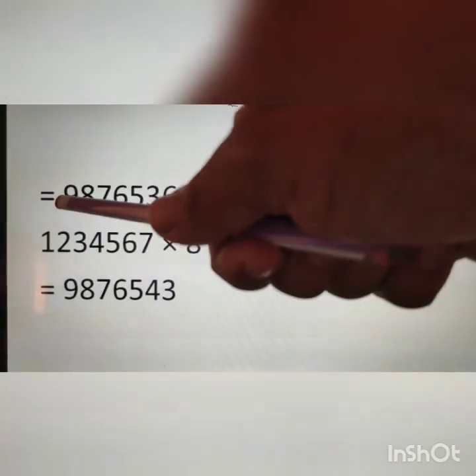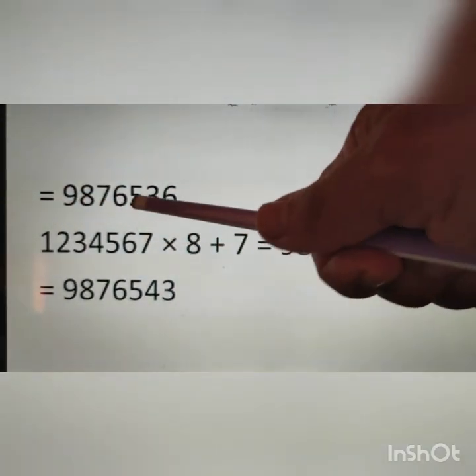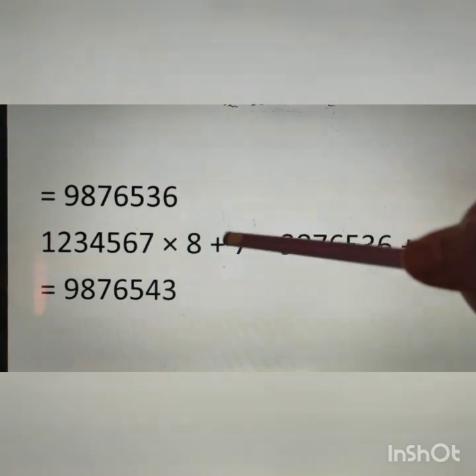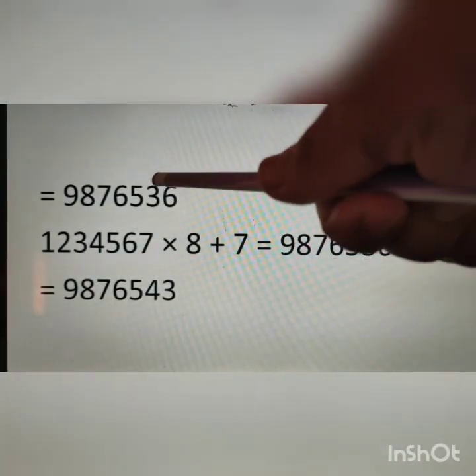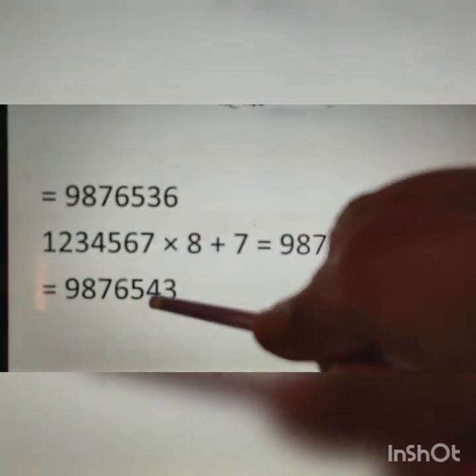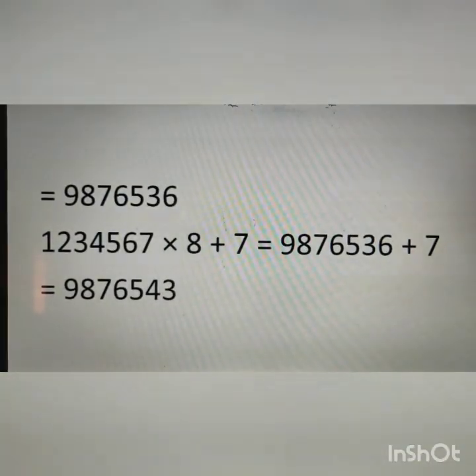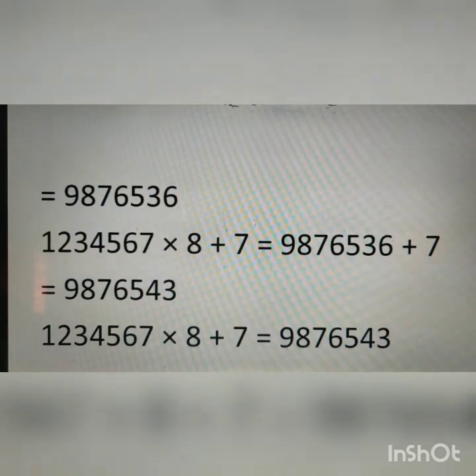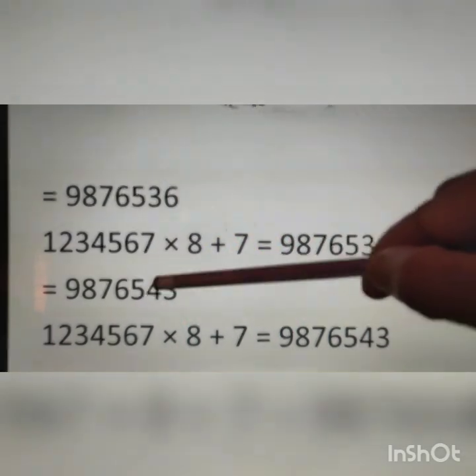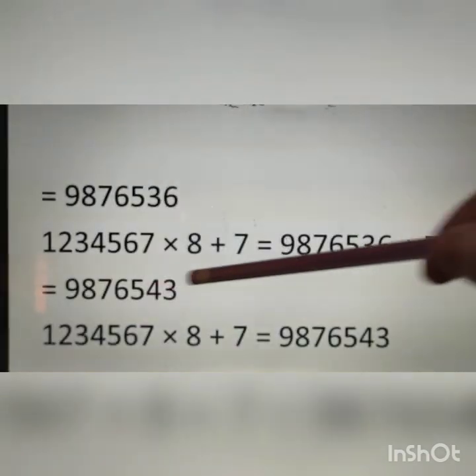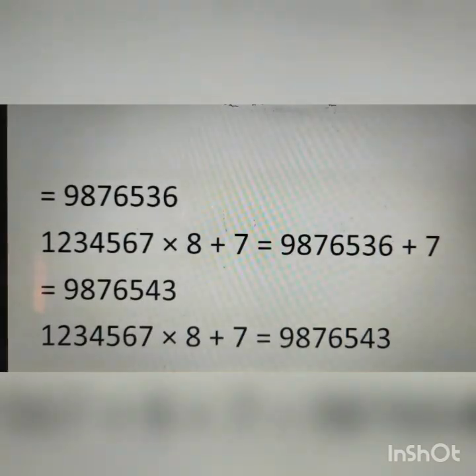Therefore, we got the answer as 9, 8, 7, 6, 5, 3, 6. That we will add with 7. Therefore, the final answer after adding 7 is 9, 8, 7, 6, 5, 4, 3. Now let us see the pattern. The answer is matching with the previous answer. So it shows how the pattern works.